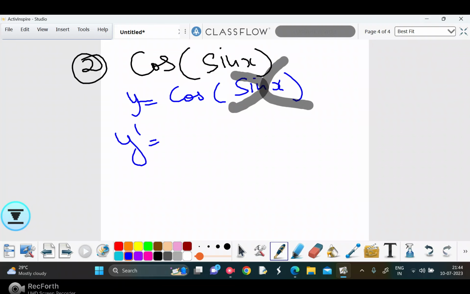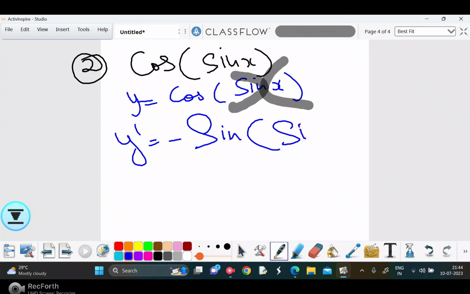So what will be my y dash? Now, I have a formula for cos x. I don't have a formula for cos of sin x, but in my head I've mentally made it a thing to pretend that sin x is x. So now I can use the formula: cos x differentiation is minus sin x.